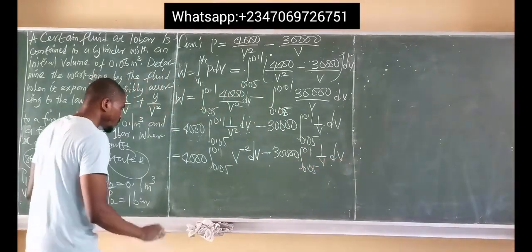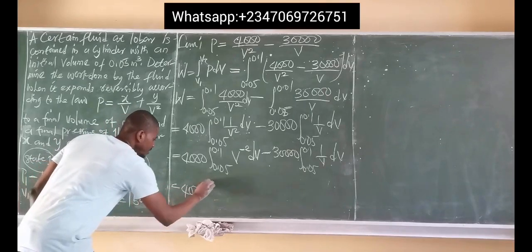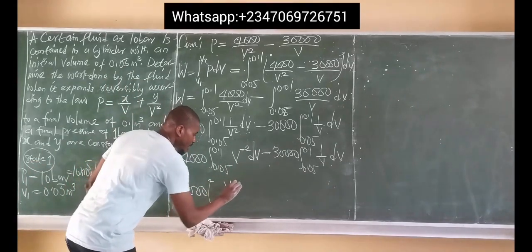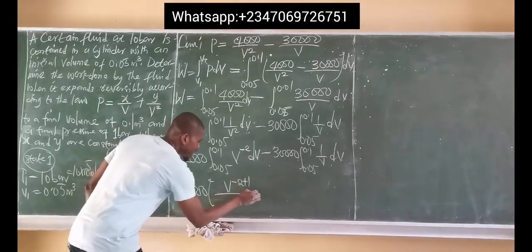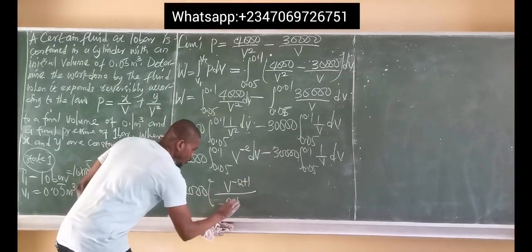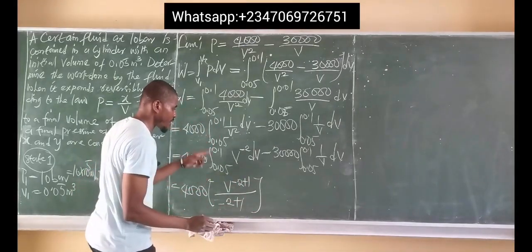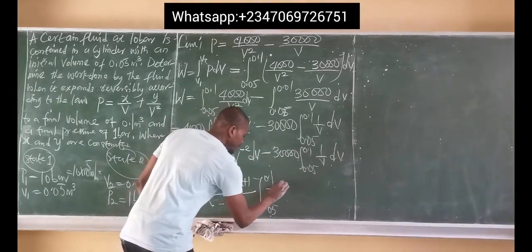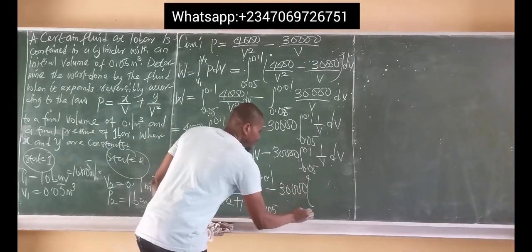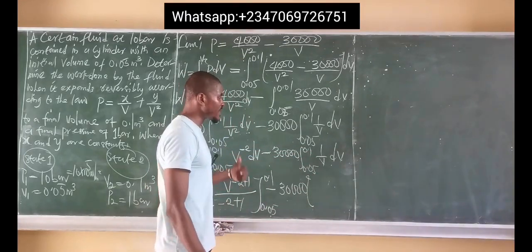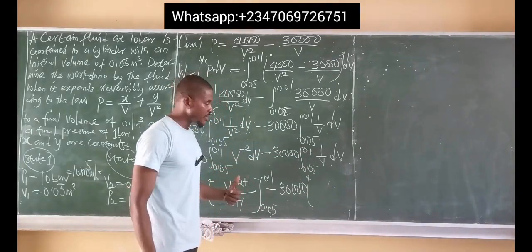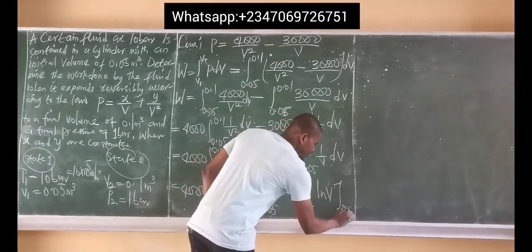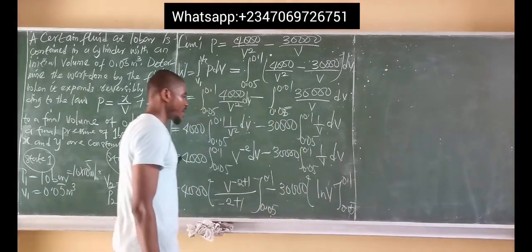Now you integrate. From the rule of integration, we have 4,000. If I integrate v to the power of minus 2, the rule simply says add 1 to the power, so minus 2 plus 1. Divide by this new power you have now, which is minus 2 plus 1. Put in your limit from 0.05 to 0.1, minus again 30,000. Now, if I integrate 1 over v, I will simply have the natural logarithm of v. So this will give me ln v. So you put in your limit from 0.05 to 0.1 and you have this.